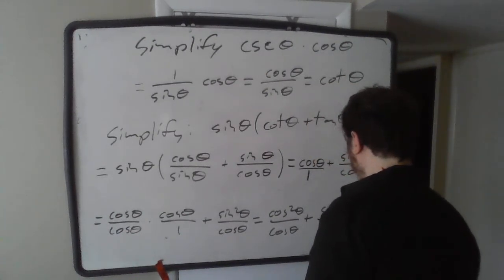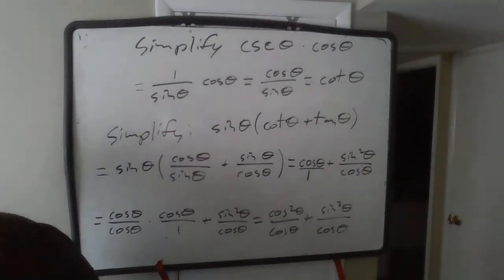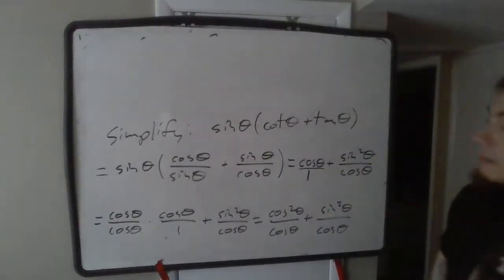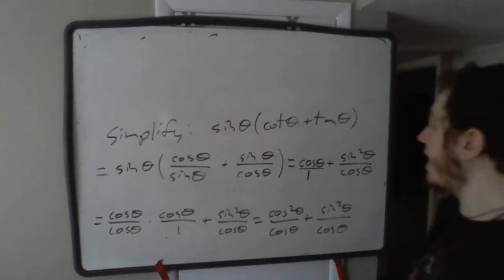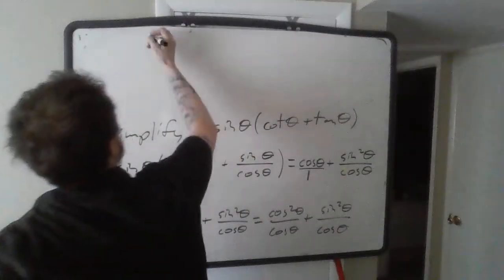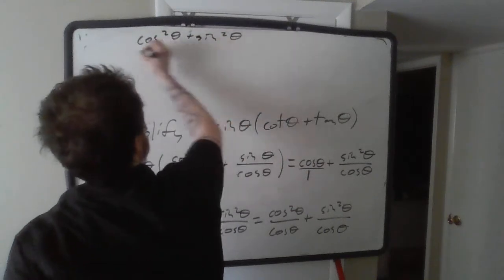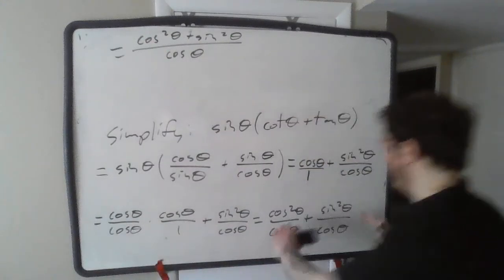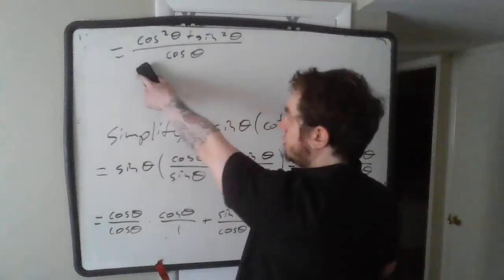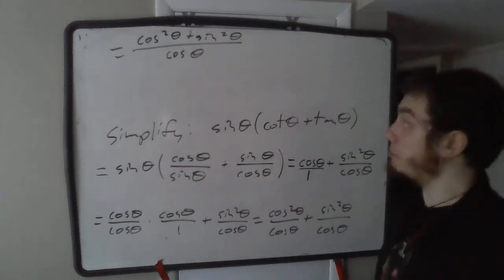theta over cosine theta. At this point, I'm going to have to go back to the top of the board, unfortunately, because I don't have a lot of room here. If I put these two fractions together, I'm going to have cosine squared theta plus sine squared theta, all divided by cosine theta. So this expression down here is equal to this expression up here. Hopefully everybody can follow, even though I'm moving back to the top of the board here.